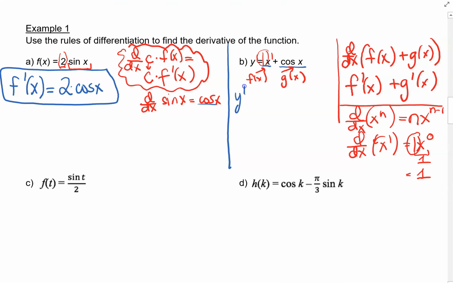So I'm going to call this y prime is equal to 1 plus the derivative of cosine. We just learned the derivative of cosine: it's negative sine. So I just took the derivative of x separately, which was 1, the derivative of cosine separately, which was negative sine, and then I just add them together. But since sine is negative, we'll think of it as subtracting. And there's our derivative.